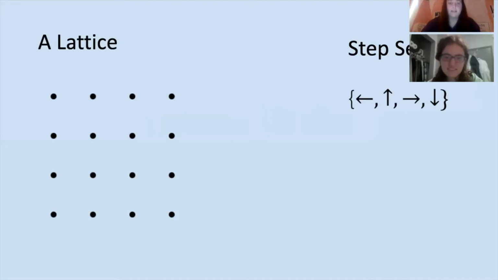A lattice walk starts with a lattice and a step set, and a lattice walk is a sequence of allowed steps moving around the lattice. For instance, here is a lattice walk using the steps up, down, left, and right. It has 12 steps, or is of length 12.